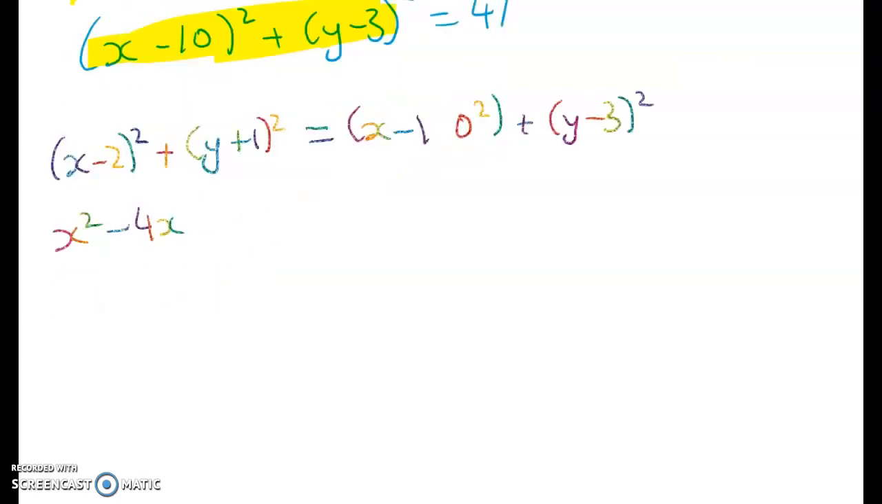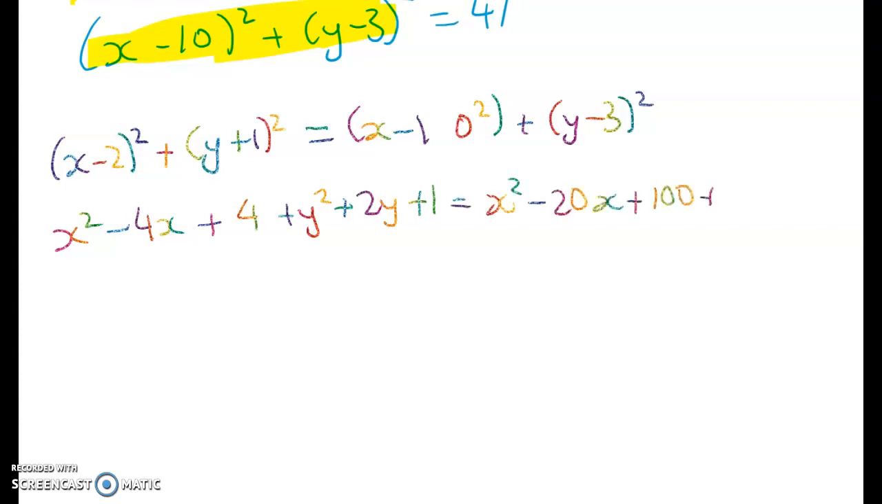Okay, so now I'm just expanding everything out. x squared minus 4x plus 4 plus y squared plus 2y plus 1 is equal to x squared minus 20x plus 100 plus y squared minus 6y plus 9. Now there are a few things that we can knock out straight away. So the x squareds can both be subtracted, and the same with the y squareds.